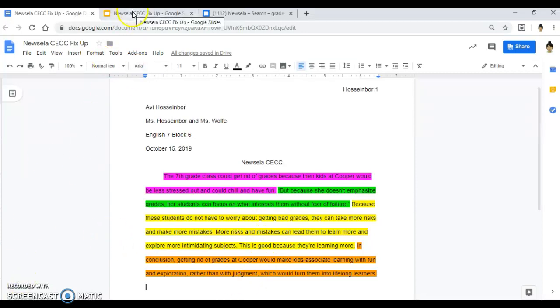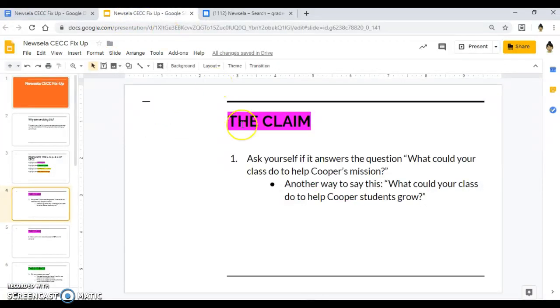All right, so hopefully you finished highlighting all the different parts of your essay. Now let's focus on the claim. So first we're gonna look at the claim in my essay and how we can change it, and then you're gonna go back and do the same thing with the claim in your essay.